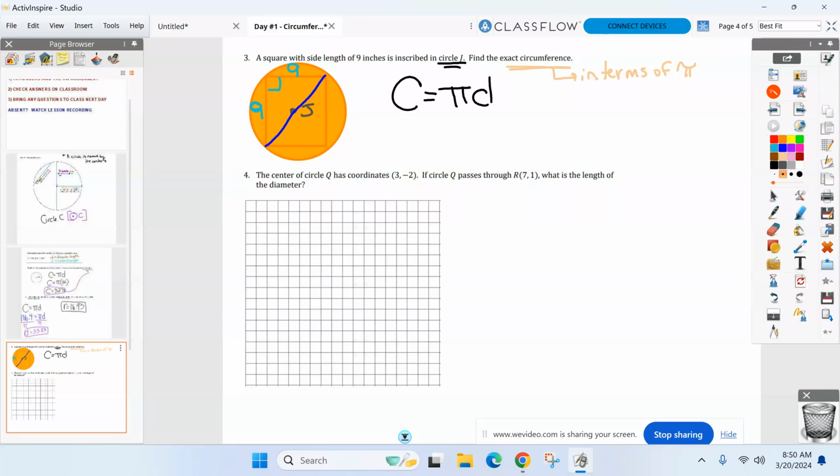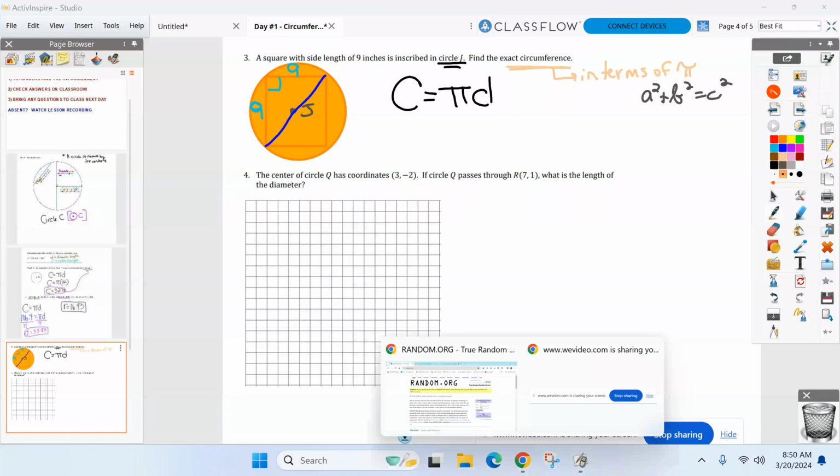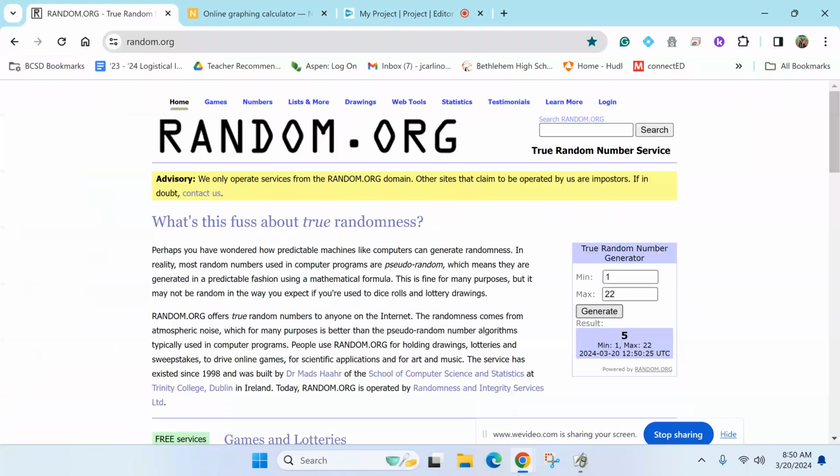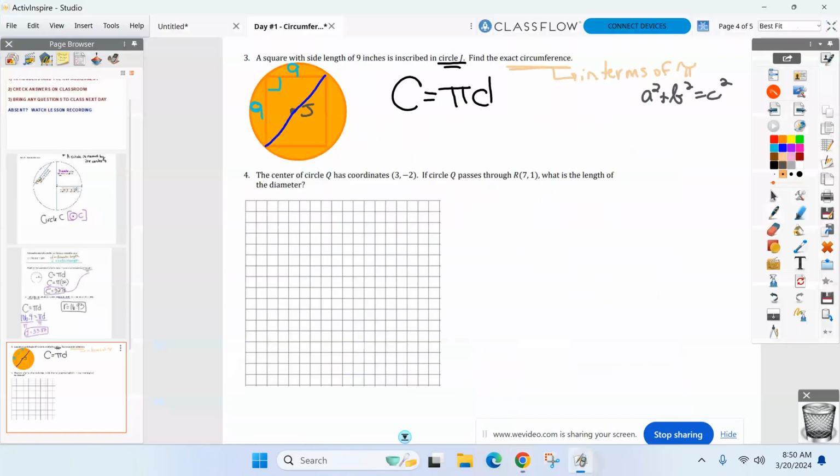Pythagorean theorem, right? It's a right triangle where I know two sides. A squared plus B squared equals C squared. We're going to have to do Pythagorean theorem to find the diagonal. Where are the 9s going to go? Here we go. Now we're cooking. Jared, where are the 9s going to go? A, B, C? A and B, good deal. 9 squared plus 9 squared equals C squared. I got 81 and 81 working with me.